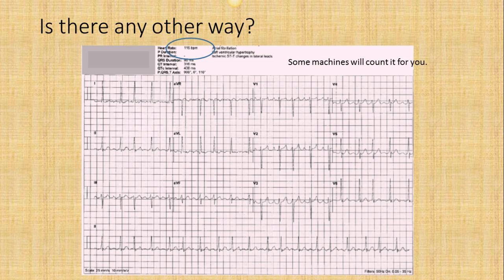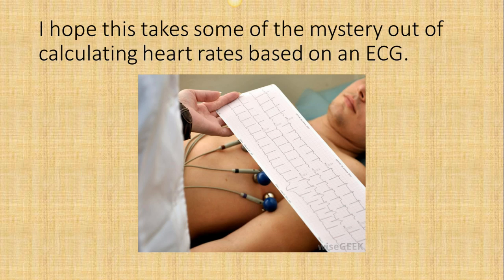Now, is there any other way to do it? Sure. Most of our machines today, right here, this has our heart rate of 115 beats per minute. It calculates it out, whether it's regular or irregular, and it puts it right here. Is this absolutely accurate? If you have a regular heartbeat, yes it is. If it's irregular, again, it's going to kind of average it out to give you an approximate heart rate. So some of these are going to count them out for you.